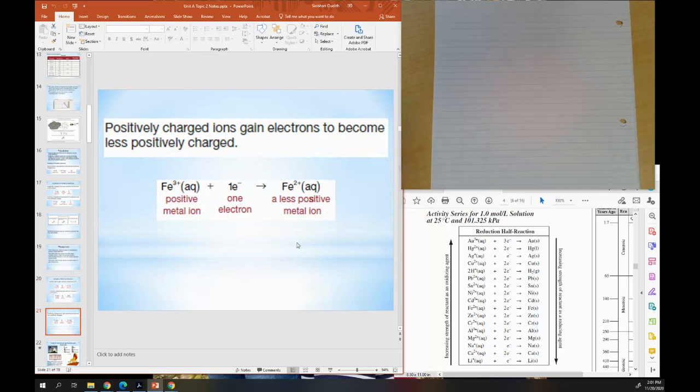And the last example is similar to the last one, but kind of the opposite process. So we can have a positively charged ion gain electrons to become slightly less positively charged. And again, this one will only work for those multivalent elements. So in this case, we had our iron 3 ion gain 1 electron to become iron 2 ion.